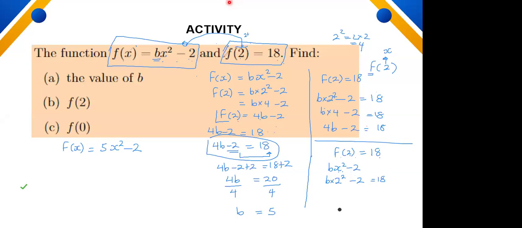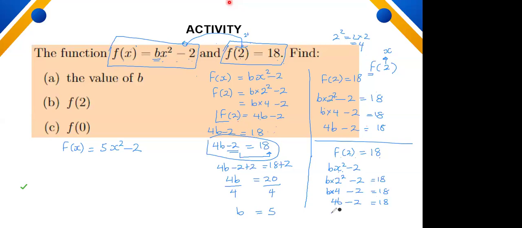Emily, is it okay? Yes, teacher. So we shall have b times, Emily, what is 2 squared? 2 squared is 4. 4 minus 2 is equal to 18. Now what is b times 4 the same as? 4b. Mathematically, it always sounds better to start with the digit, then the other variable. 4b minus 2 is equal to 18. Is that okay? Yes, teacher.